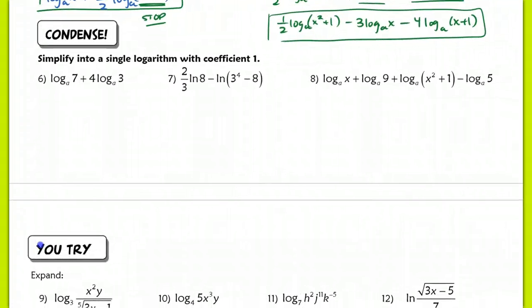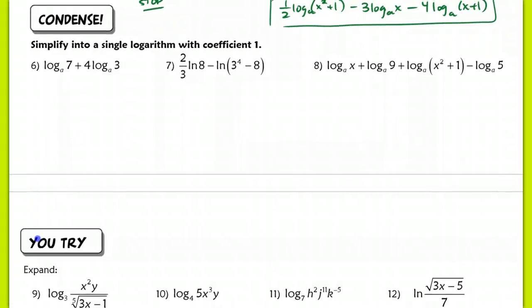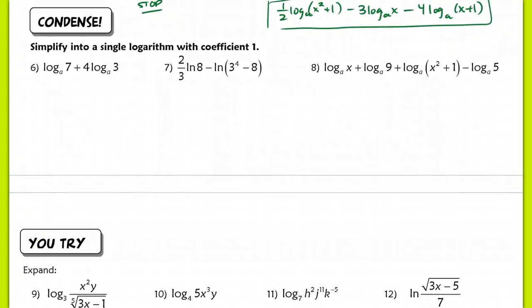Now, the opposite, obviously, of expanding is to condense it. So I want to write this as a single logarithm. So as opposed to the last answers where we saw a bunch of different logs, I want to write it as a single log. So what I'm going to do is use the properties in reverse. I see this plus sign here, and when I see the sum of two logs with the same base, and this only works if they have the same base, that means that I can take the product of the two arguments.